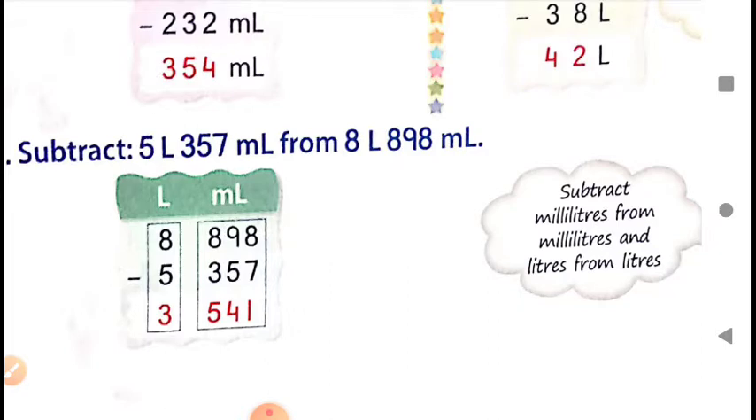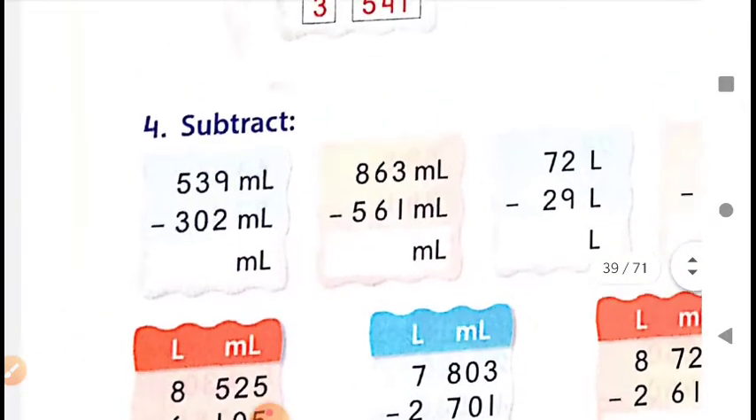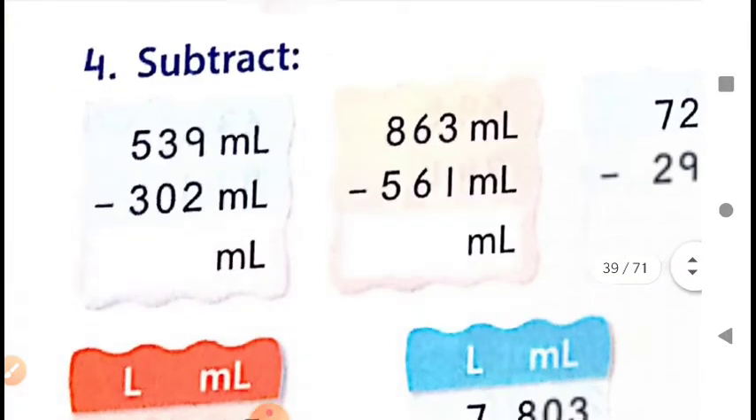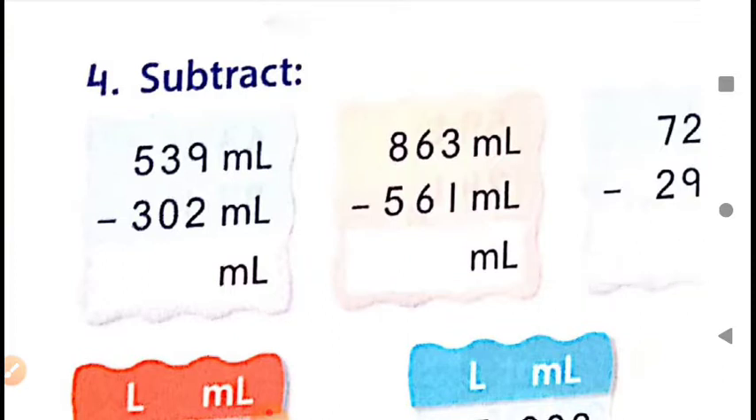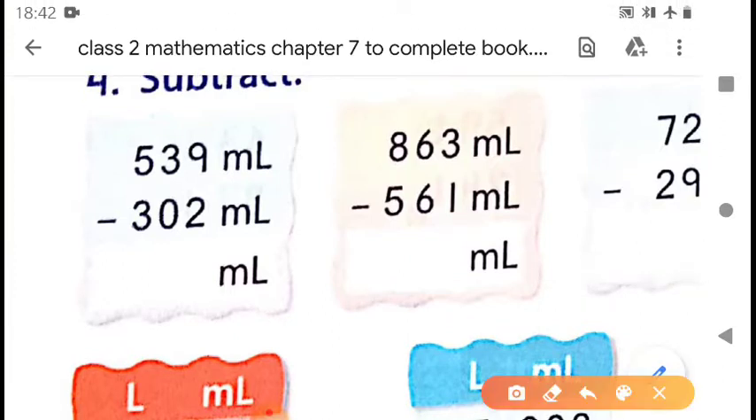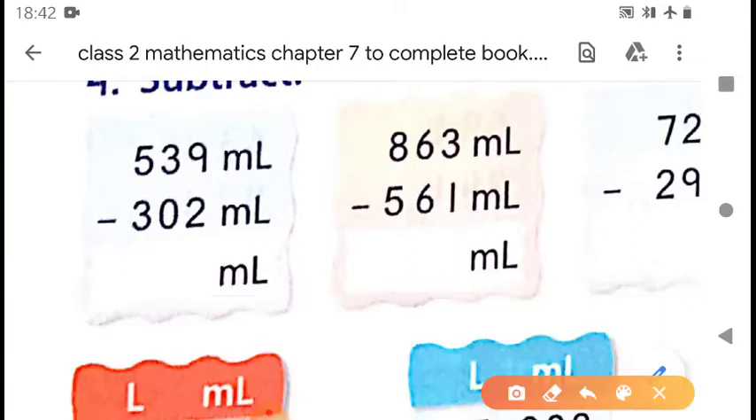Now let us start the exercise. First is subtract 302 ml from 539 ml. 302 ml को हमें 539 ml से माइनस करना है.